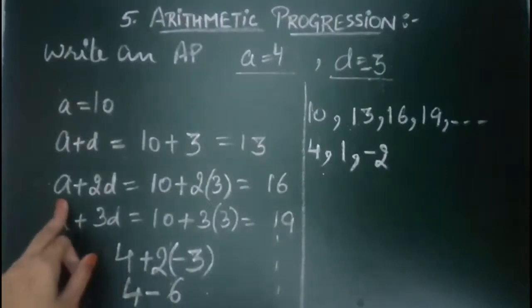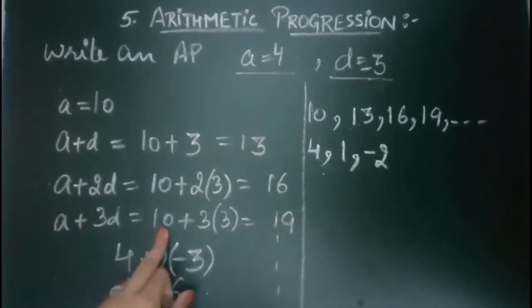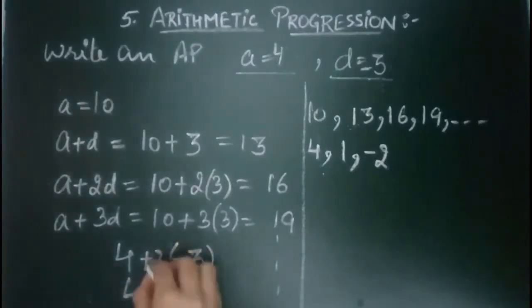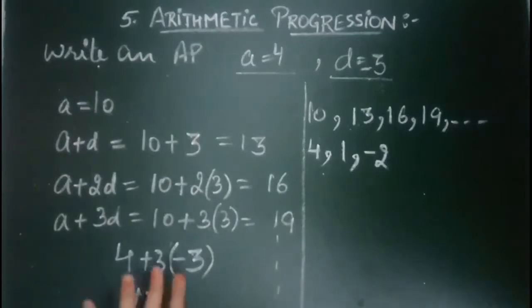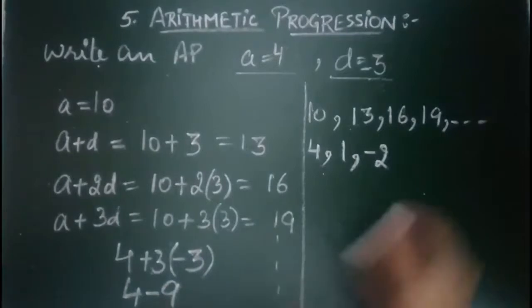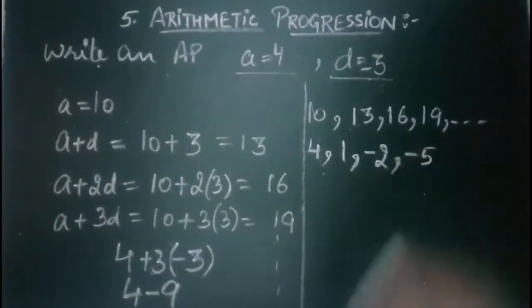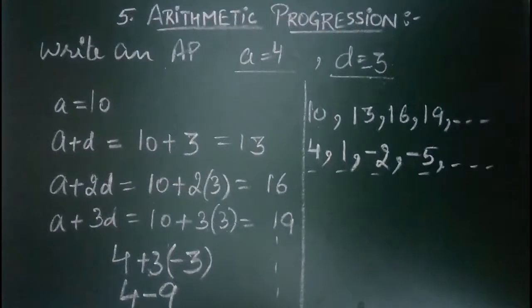Next term A plus 3D, 4 plus 3D, that is 3 into minus 3. So this will become minus 9. So 4 minus 9 will be minus 5. So in this way we can form an AP if we are given the first term as well as the common difference. So the next question will be of the type, if we are given an AP, we have to find the first term as well as its common difference.